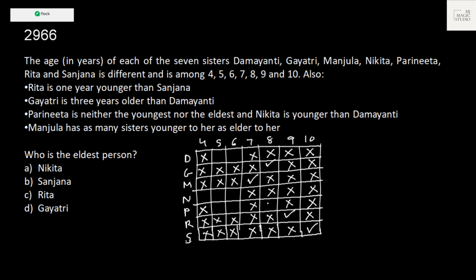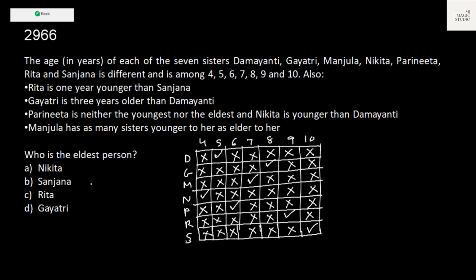Gayatri is 8 years old. And here Nikita is 4 years old. Now, if Gayatri is 8 years old, Damayanti would be 8 minus 3. That is 5 years old. And Parinita would be 6 years old. Bingo. We have got the age of all the 7 sisters.